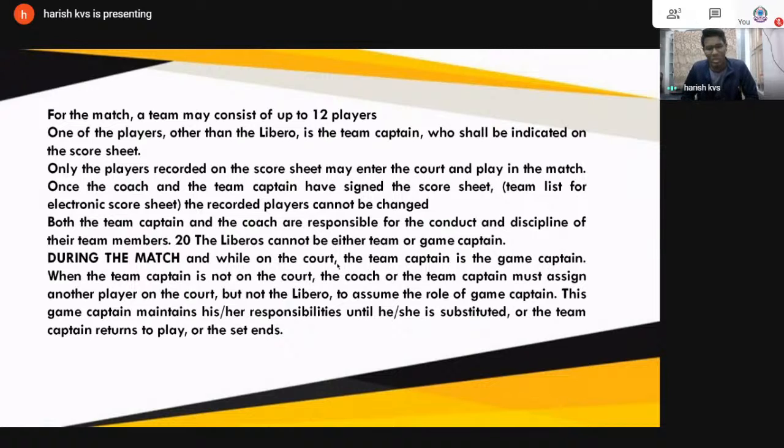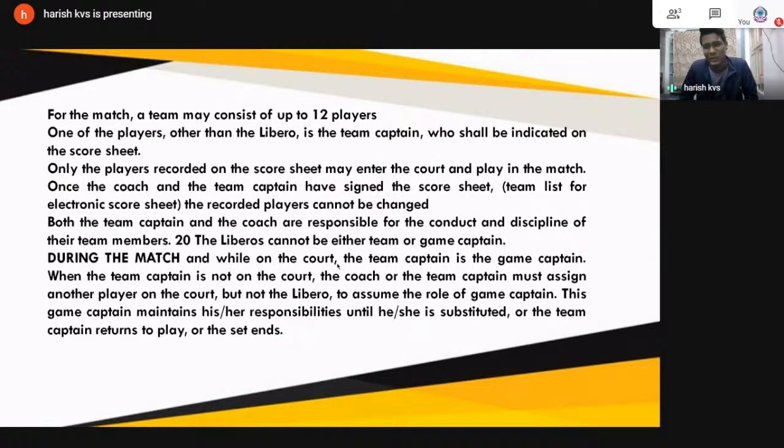So only the players recorded on the score sheet may enter the court and play in the match. These are technical aspects: the players are recorded on the score sheet before the start of the play, and the score sheet is submitted to officials. Only those players who are registered on the score sheet shall play the game. Both the team and coach are responsible for the conduct and discipline of the team members.